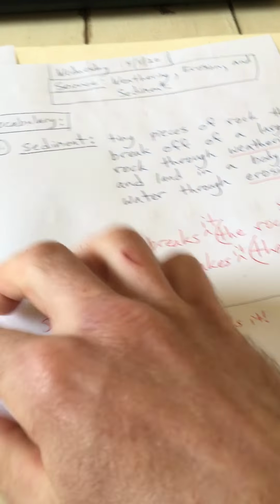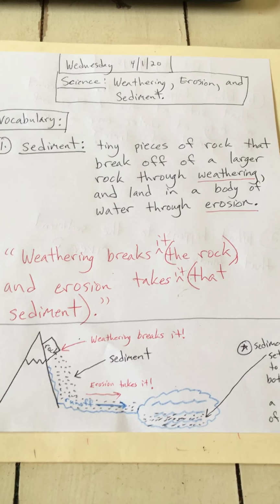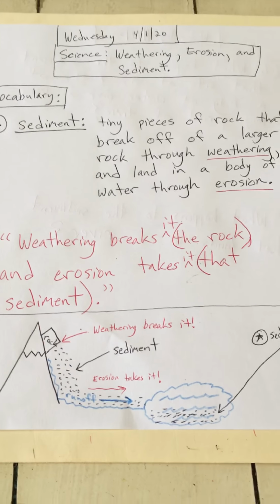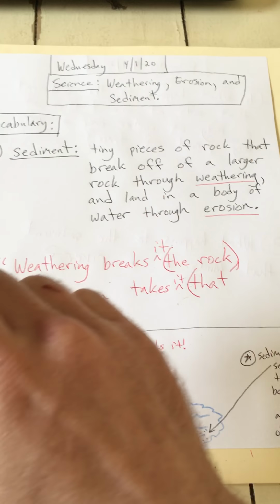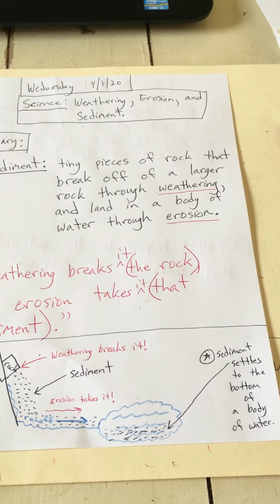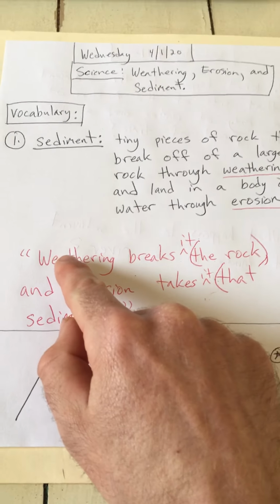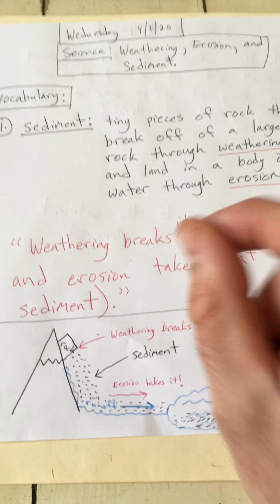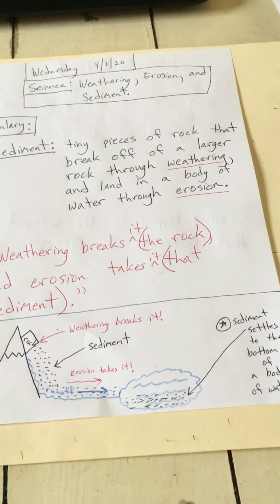Okay? So let's look at today's vocabulary, and then I have a question I want you to think about afterwards. So today's April 1st. We're talking about weathering, erosion, and sediment. Sediment are the tiny pieces of rock that break off of a larger rock through weathering. So weathering breaks it, and they land in a body of water through erosion. The erosion takes those little bits of sediment and brings them down to a body of water over time. So the saying we said yesterday: weathering breaks it and erosion takes it. Weathering breaks the big rock into little pieces, and erosion takes that sediment and brings it to a body of water.